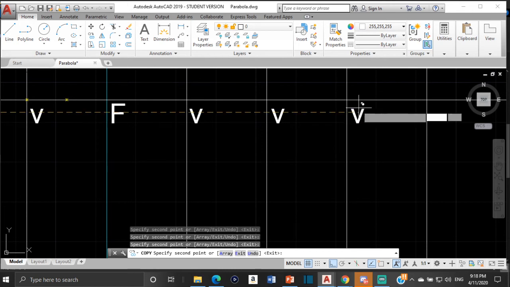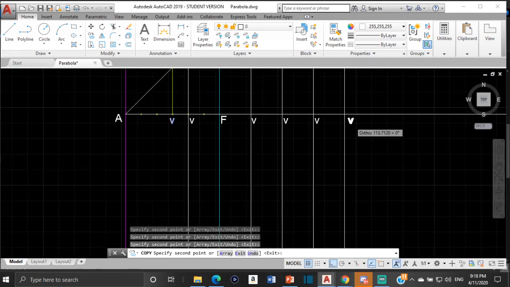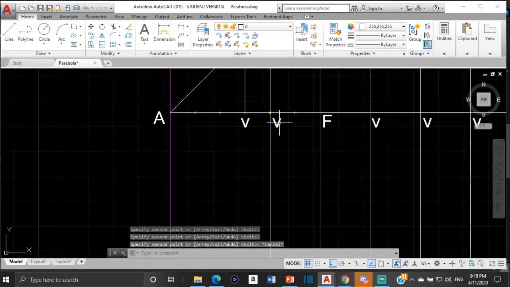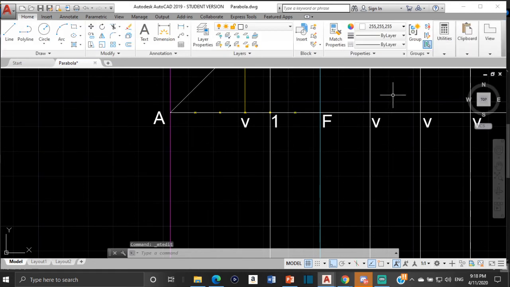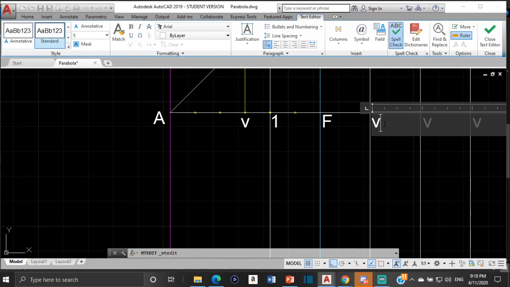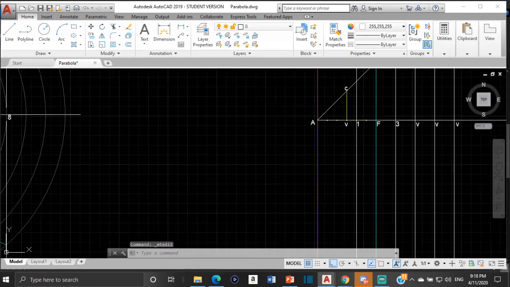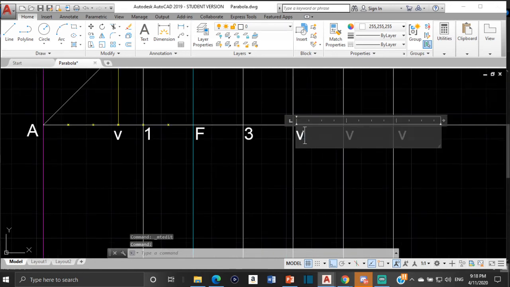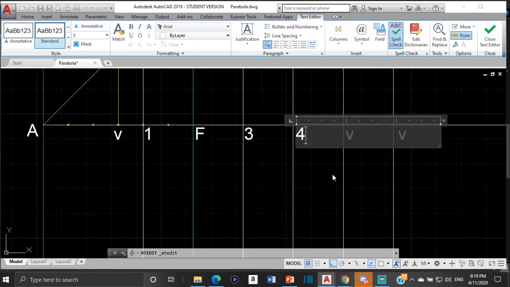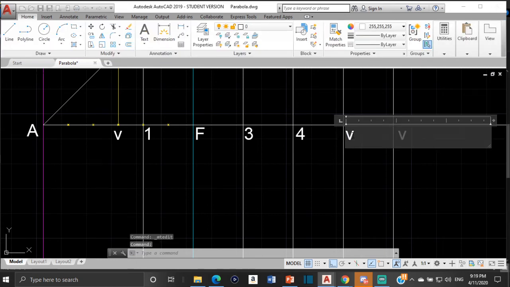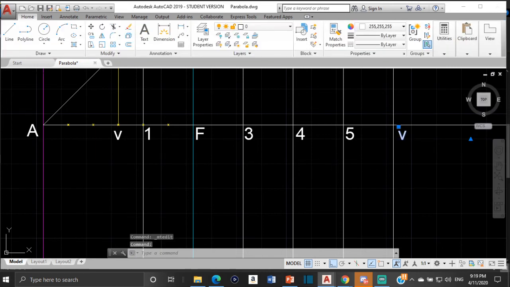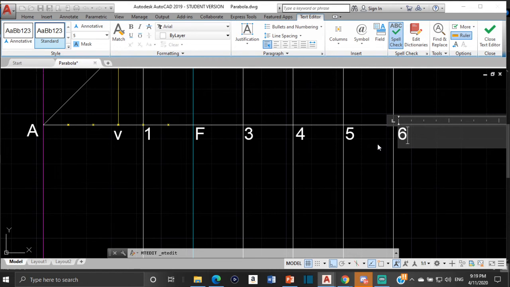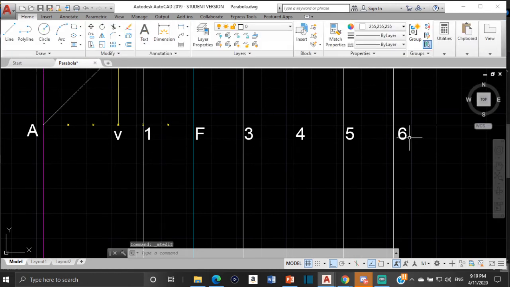All right. Good. So now let me just change these values and give them their correct names. So this would be 1 here. As I said before, F and 2 are the same points. This over here would be 3. And then we have 4, 5, and 6. All right, so 1, 2, 3, 4, 5, and 6.